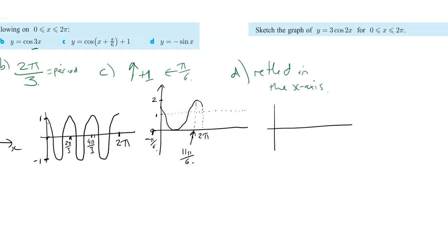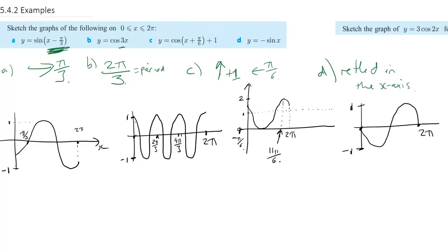So rather than going up from 0, it's going to go down from 0. We're going to have exactly the same period of the graph. It's just a total reflection of the original graph. So we're at 2 pi, going as low as minus 1, and as high as 1.